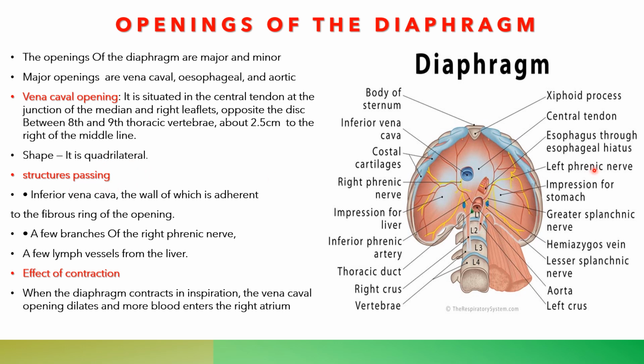Now what are the structures passing through the vena cava opening? Number one, the inferior vena cava, the wall of which is adherent to the fibrous ring of the opening. Then a few branches of the right phrenic nerve, and a few lymphatic vessels from the liver pass through this opening.